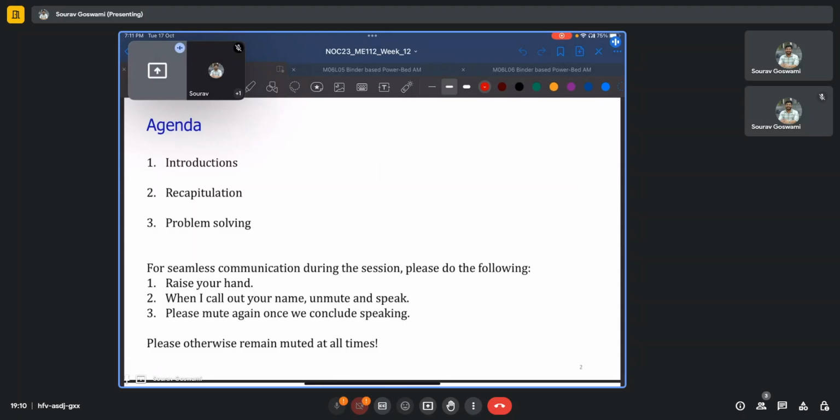As usual, our agenda would first include recapitulation of the contents that were covered this week, and then we'll move on to solve some illustrative problems that will help us clear our concepts as well as help us solve the assignments for this week.